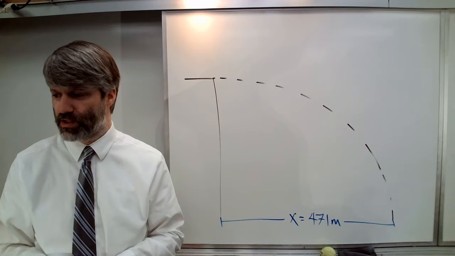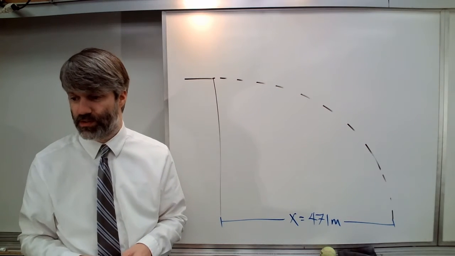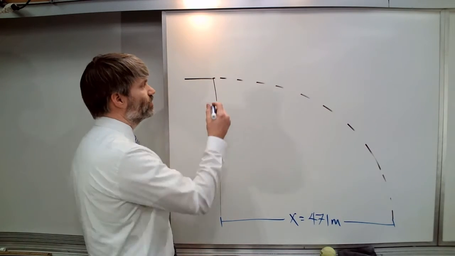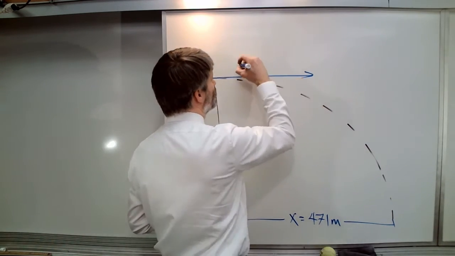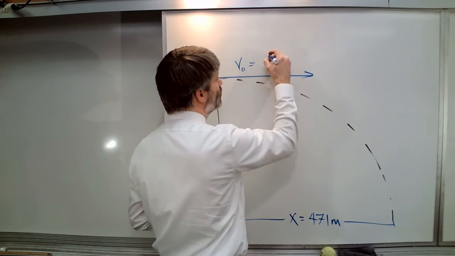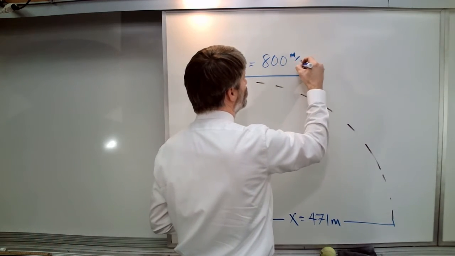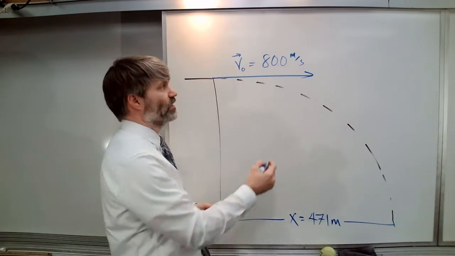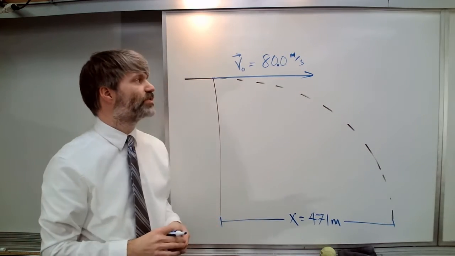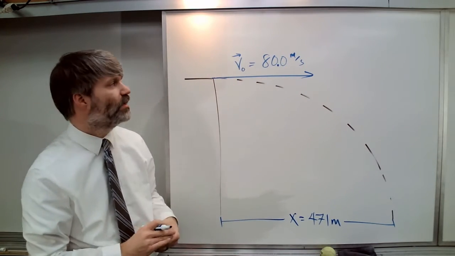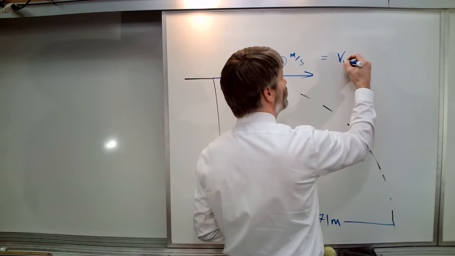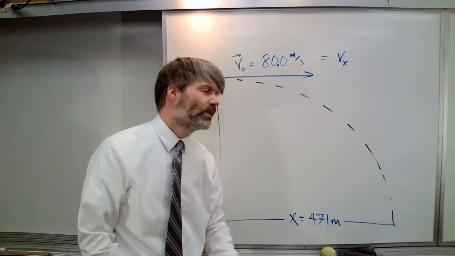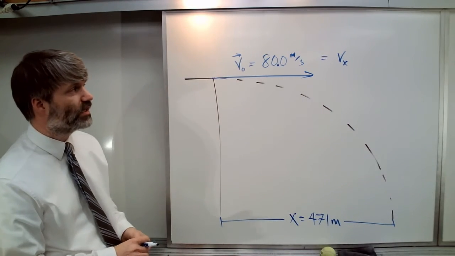Suppose the ball was shot horizontally off a cliff at 80.0 meters per second. So we also know an initial velocity in the x direction. Remember, as a vector, this is just the first velocity that it has. Its velocity is 80 meters per second at 0 degrees. This is just the x component of velocity through the entirety of the trip. Again, nothing to slow it down, nothing to speed it up in the x direction.